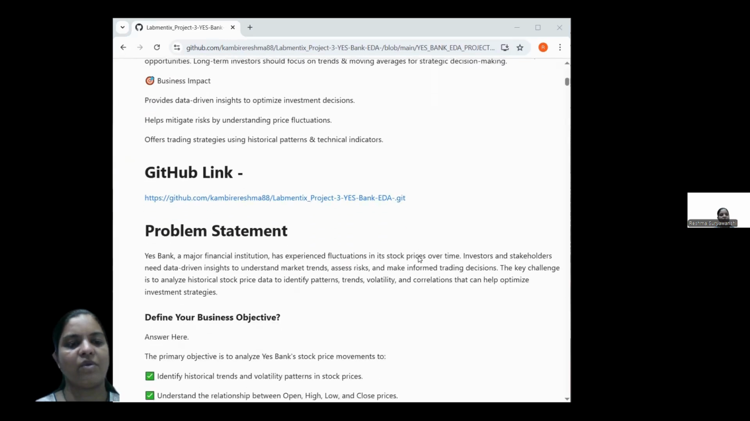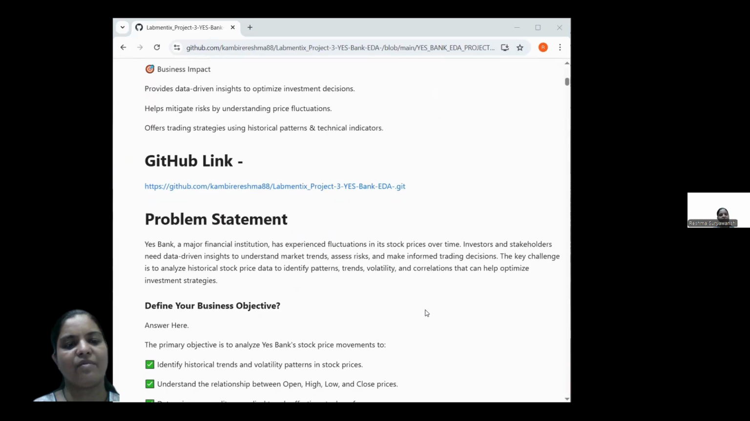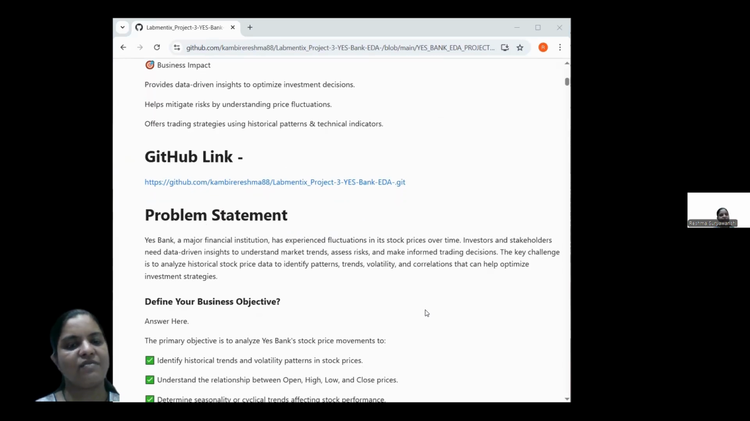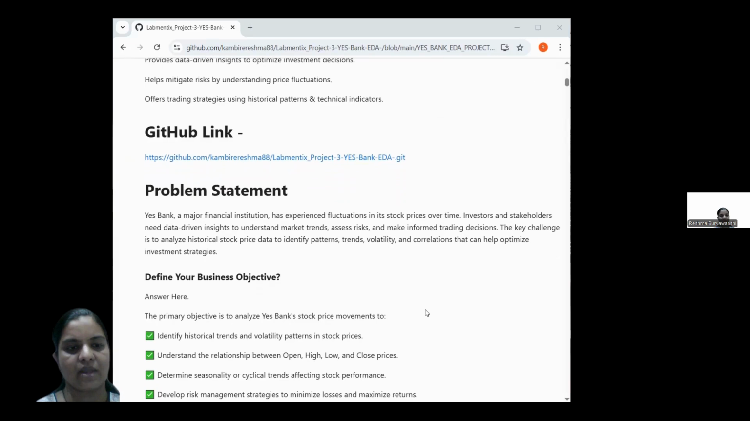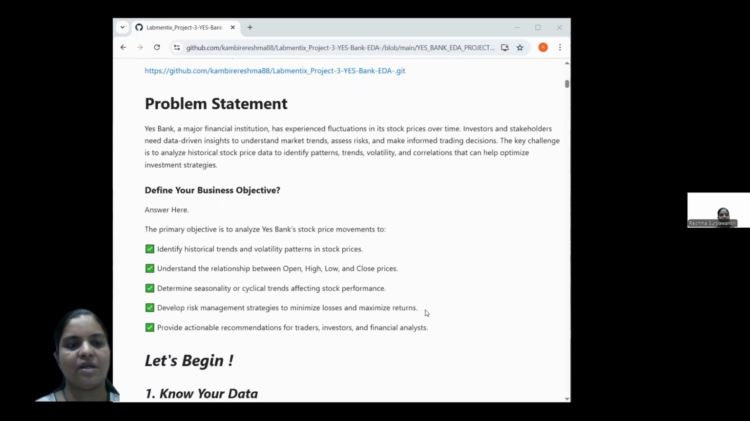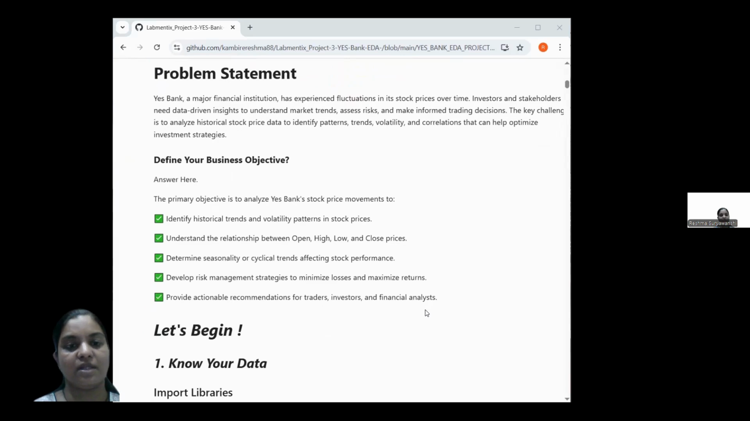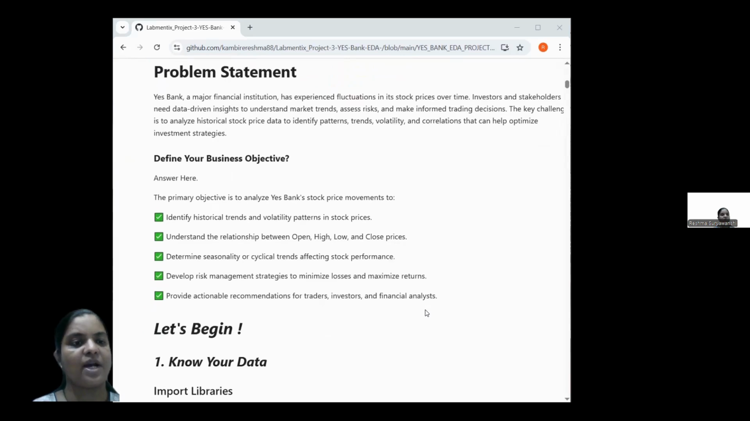Problem statement: Yes Bank, a major financial institution, has experienced fluctuation in its stock price over time. Investors and stakeholders need data driven insights to understand market trends, assess risks, and make informed trading decisions. The key challenge is to analyze historical stock price data to identify patterns, trends, volatility, and correlation that can help optimize investment strategies.